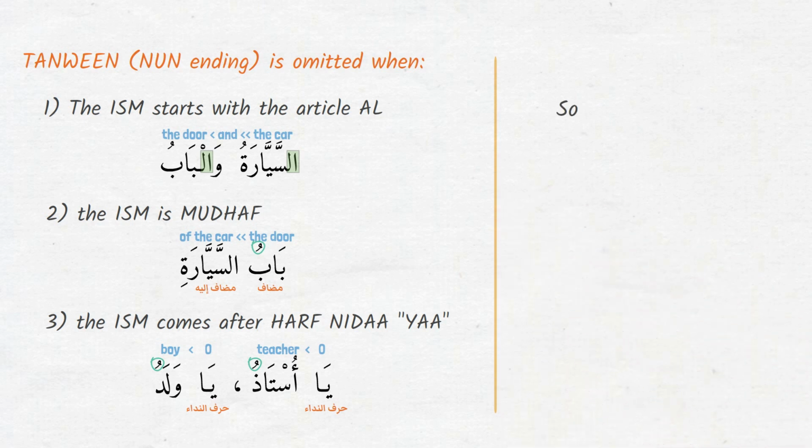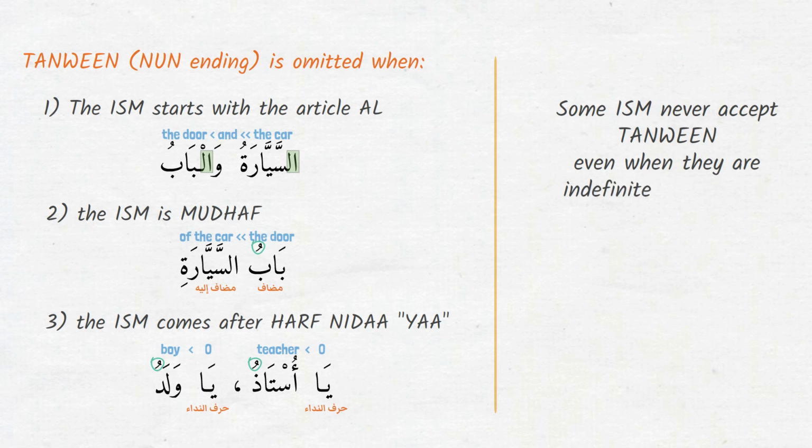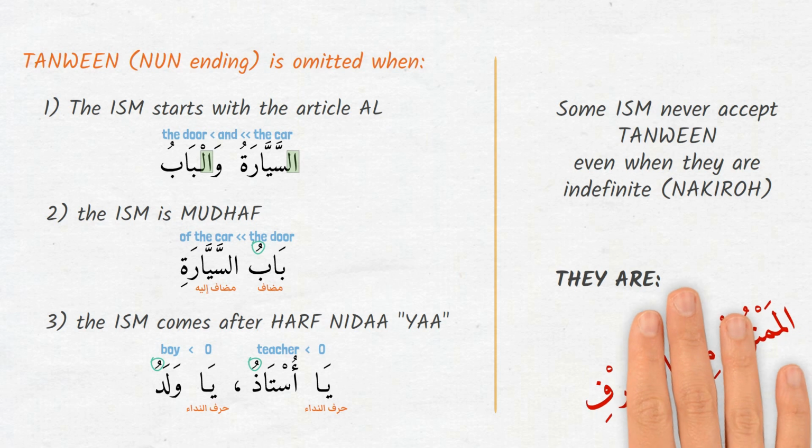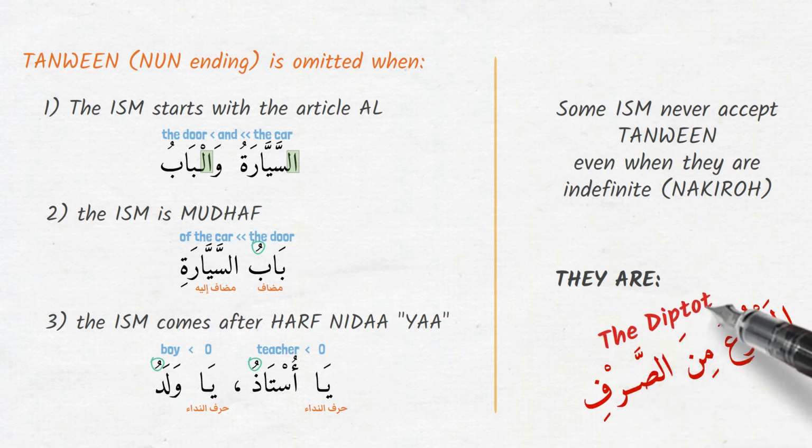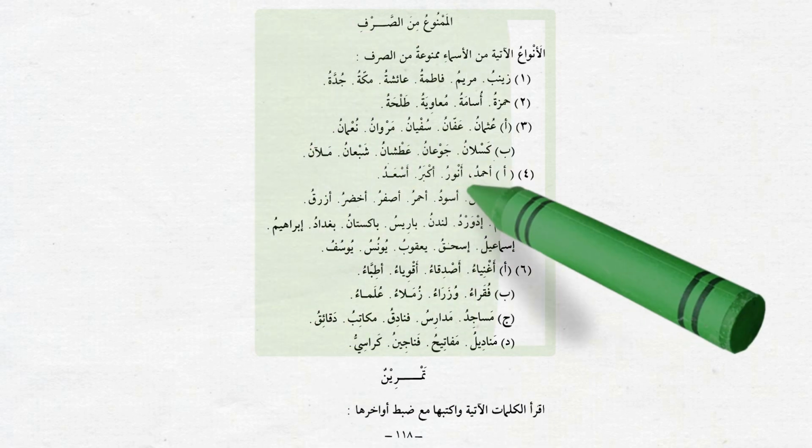Besides these three situations, there are certain ism type words that do not accept tanween even in their indefinite nakira form, and they are الممنوع من الصرف, the diptotes. These are the focus of our discussion today. In this lesson, Dr. Abdul Rahim, Rahimahullah, provided us with an essential list of categories and patterns of ism that belong to الممنوع من الصرف. Let's open page 118 of the book to go over that list today.